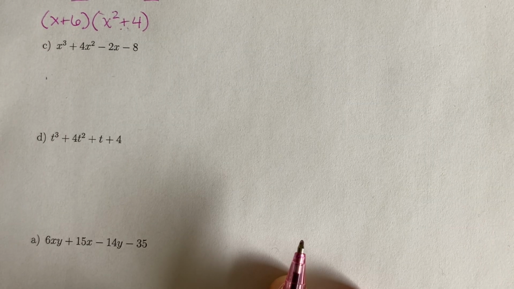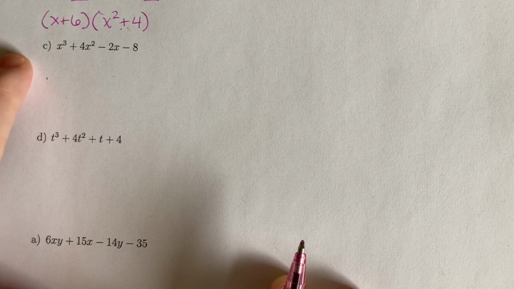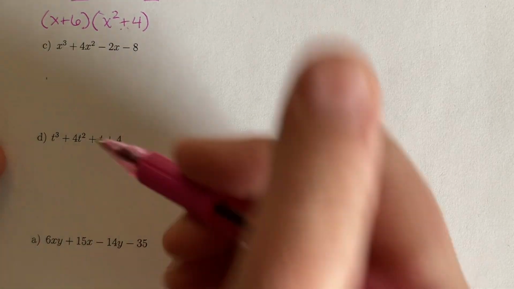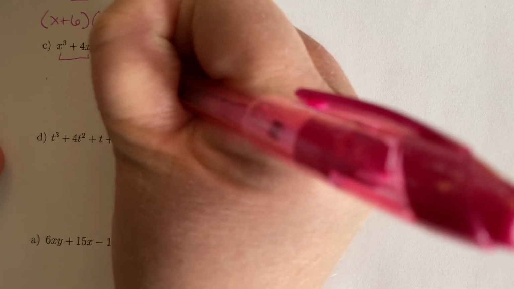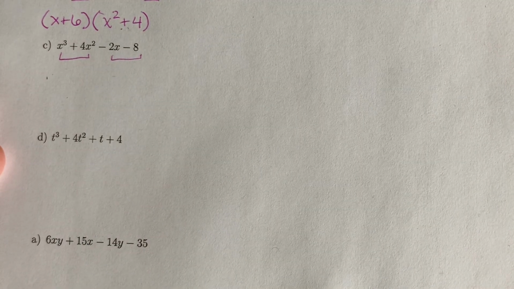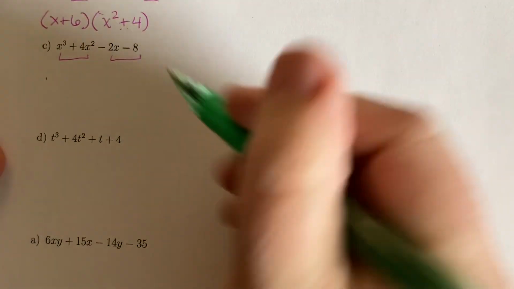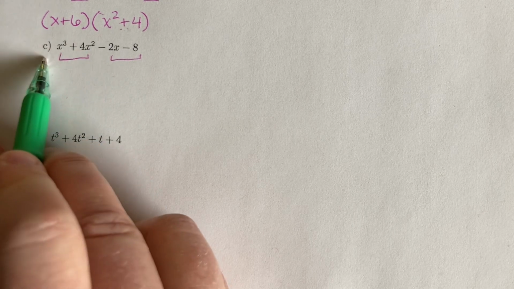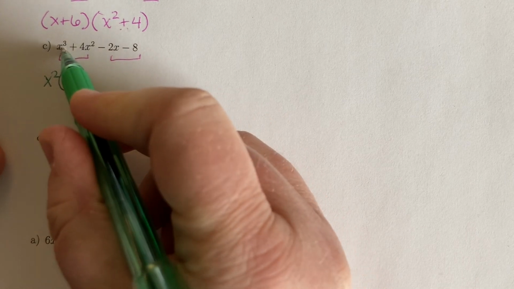X cubed plus 4x squared minus 2x minus 8. So, quick check, there's nothing that they all have in common. So we're going to go 2 by 2. In the first group, I can divide by x squared again, just like the last one. So x squared, and what's left behind after I divide by x squared is x plus 4.